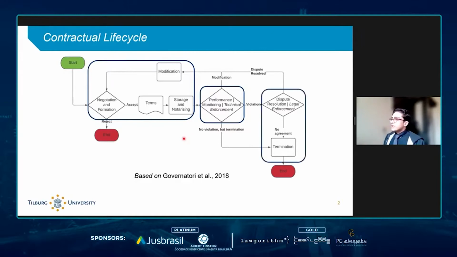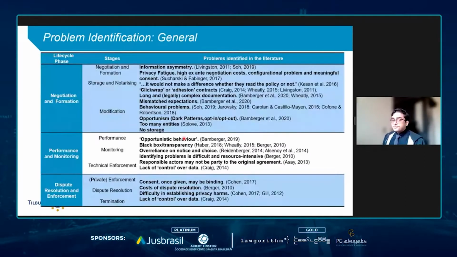And finally, we have the dispute resolution and termination phase, where users and the service providers may interact with each other in order to resolve a dispute, or they may interact with third parties such as arbitrators, regulatory authorities, or the courts, or where they may simply terminate the interaction.